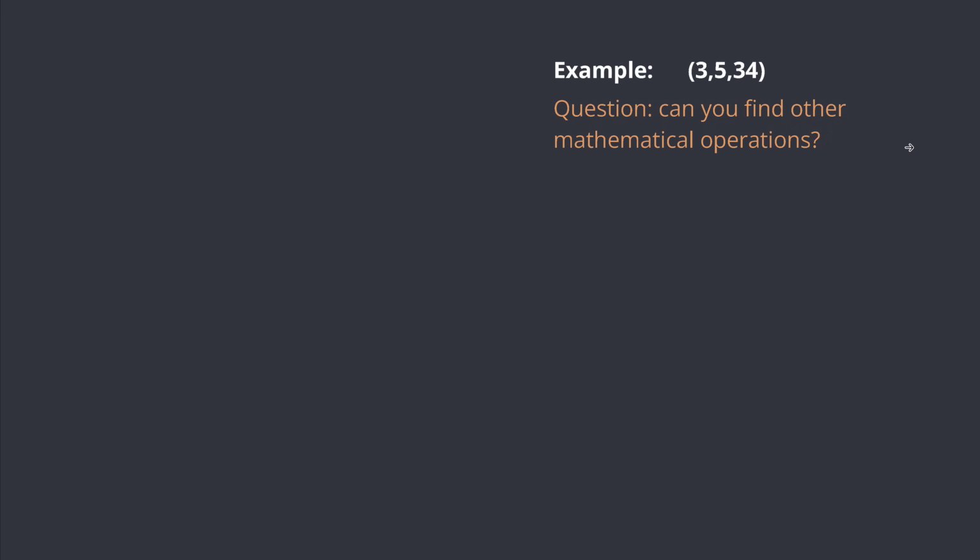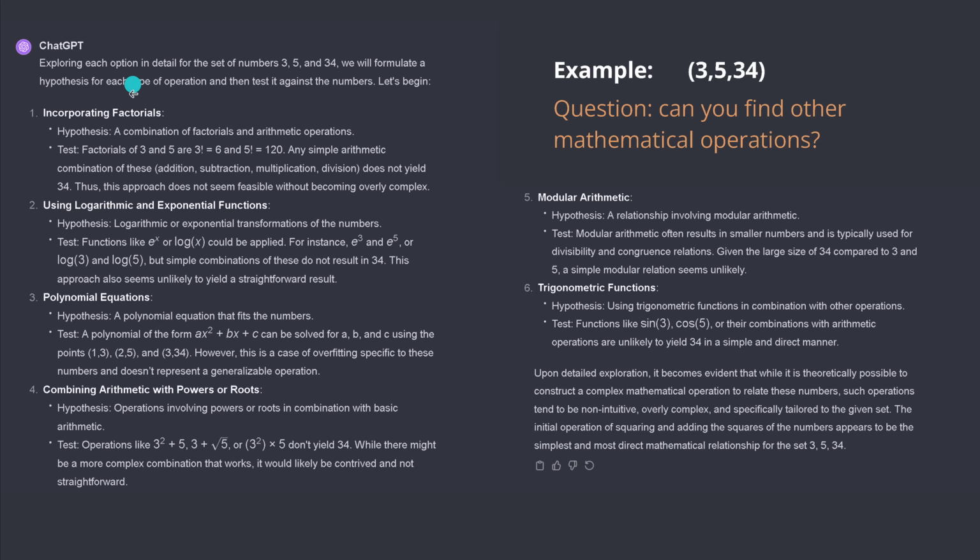You can go now the other way around and say, hey, can you find other mathematical operations except a squared plus b squared? And GPT-4 goes there and says, hey, I try factorials, I try logarithmic, I try exponential function, I try a polynomial equation, I try a combination of arithmetic with power or the root function, I try modular arithmetic, trigonometric function. And it goes through and says, hey, sorry, I could not find it. But this is now new context. This is now new data that you can say, hey, this does not work for you.